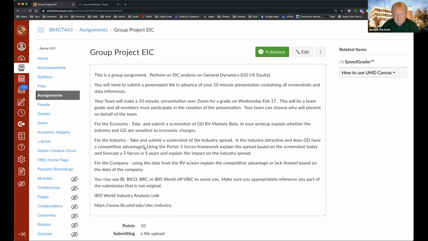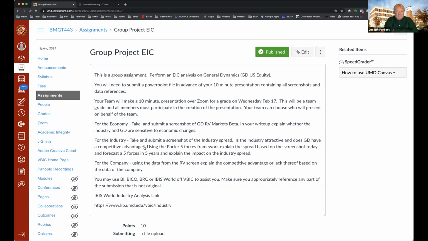Essentially, there is no write-up. You're just going to turn in the PowerPoint, and all of the screenshots and data associated with the presentation need to be in the PowerPoint. At a minimum, you're going to need the RV markets beta, and you're going to need the industry spread to do competitive advantage, as well as industry attractiveness. But the other piece is that since there is no paper, since you're doing it verbally, you have to talk about all the issues in that PowerPoint in 10 minutes.